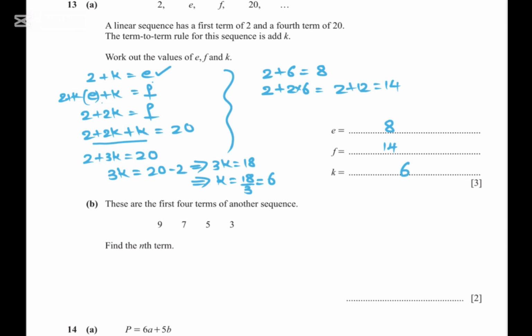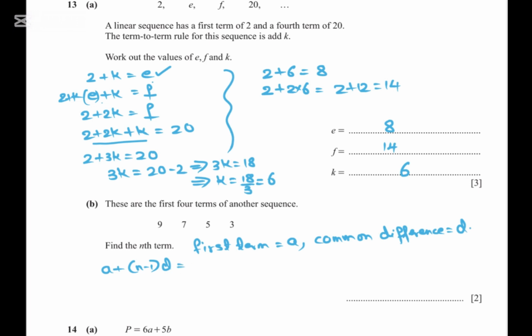Now 13b, these are the first 4 terms of another sequence: 9, 7, 5, 3. Find the nth term. For the nth term we need to know the first term value, that is a, and the common difference, that is d. That means what is the rule here and what is the difference between the terms. So here you have to use the rule a plus n minus 1 into d to find the nth term.